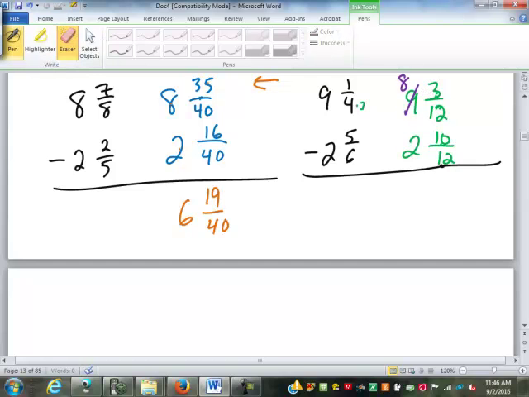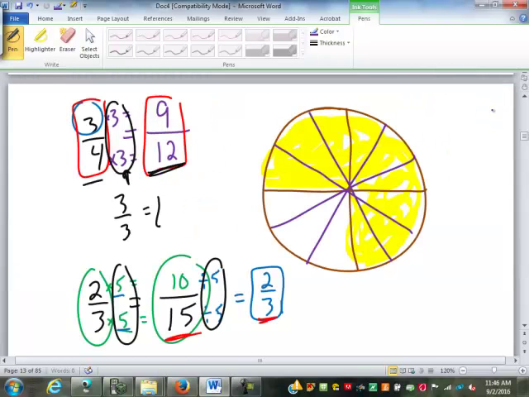What I borrowed was one whole object. And where do we find out how many pieces are in that object? Our denominator. There's 12 pieces in the one object that we borrowed. So we have to add 12 to the 3 to get 15 twelfths.